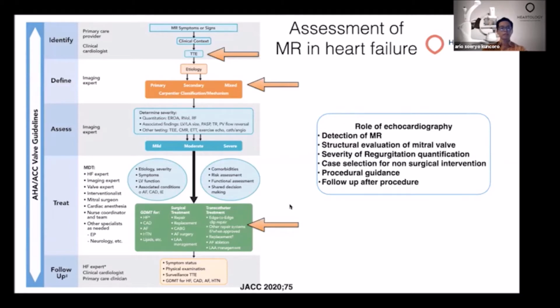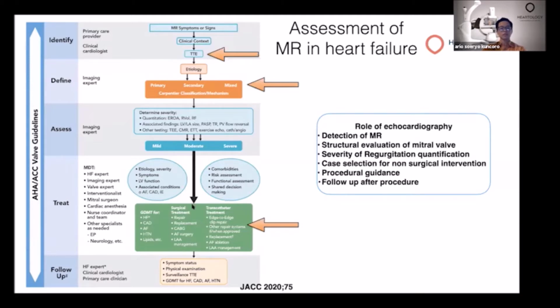If we encounter any, we evaluate with transthoracic echo to look at the etiology, and then we have to define whether this is primary, secondary, or mixed disease, because it will decide what treatment we should pursue after this. And then we calculate the severity of this mitral regurgitation, no matter what the cause is. And then we look at the etiology, other comorbidities, risk assessment and so on, and then we have to decide on the treatment that we want to pursue.